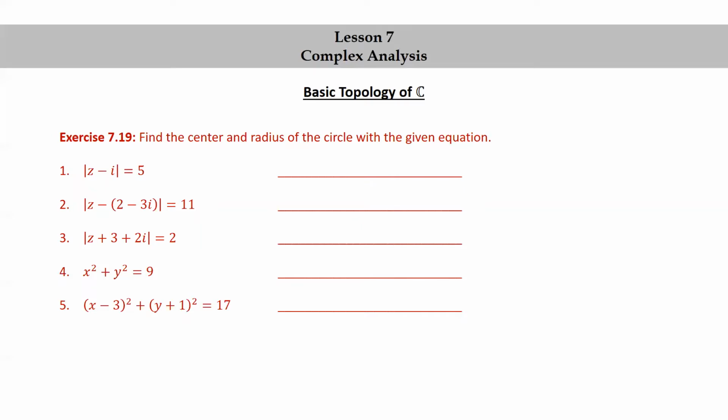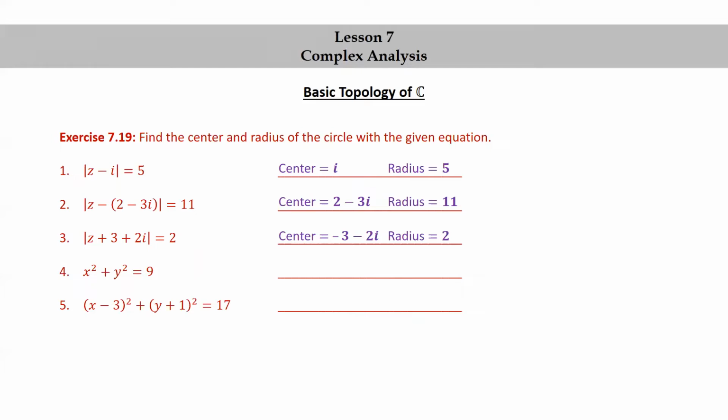First one, |z minus i| is equal to 5. The center is i, the radius is 5. |z minus 2 minus 3i| equals 11. The center is 2 plus 3i, the radius is 11. |z plus 3 plus 2i| is equal to 2. The center is negative 3 minus 2i, the radius is 2.